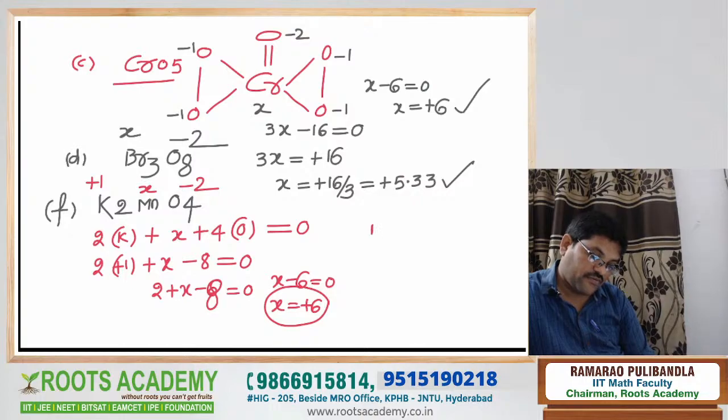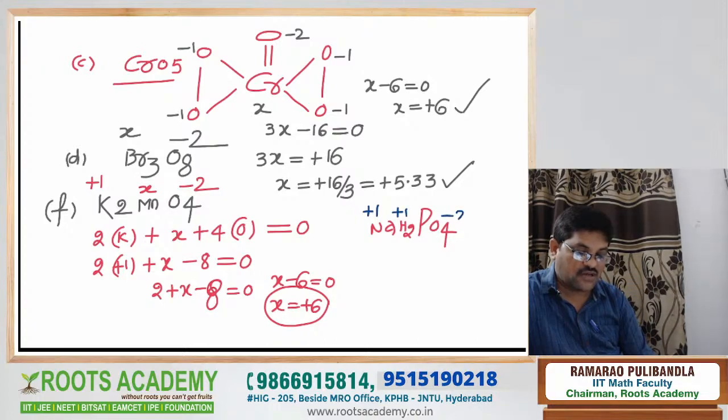Come to the example of NaH2PO4. With respect to sodium, you write plus 1. With respect to hydrogen, plus 1. With respect to oxygen, -2. Phosphorus is what? x. Now sodium is plus 1, 2 hydrogens are there, plus 2, phosphorus is x, and oxygen is -8.